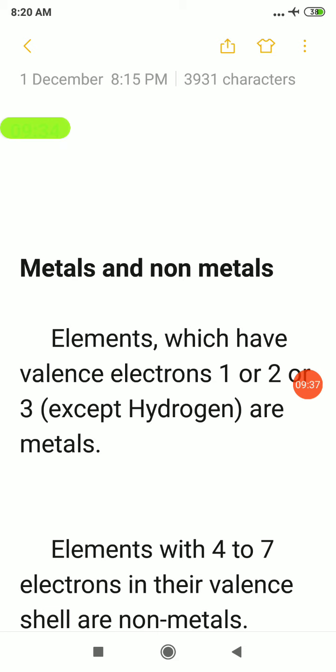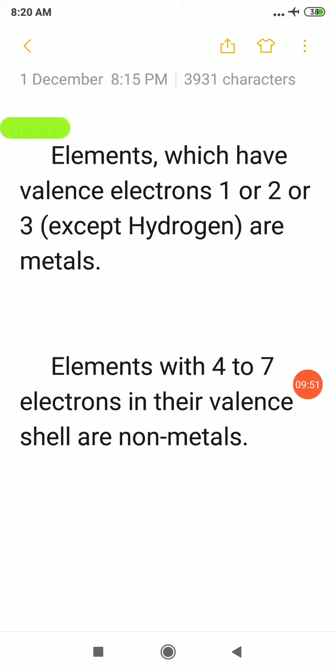Okay, so what we can say, the elements with either one valence electron or two valence electrons will possess the properties of metals, or they are called metals. Then non-metals means the elements with 4 to 7 valence electrons. So 1, 2, 3 valence electrons means they are metals, whereas the elements with valence electrons 4, 5, 6, 7 are called non-metals.